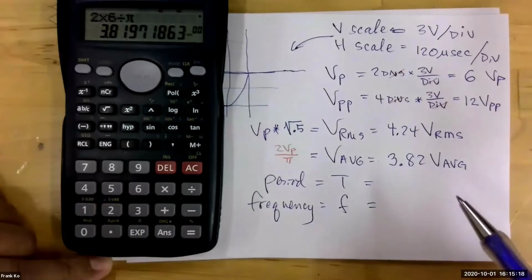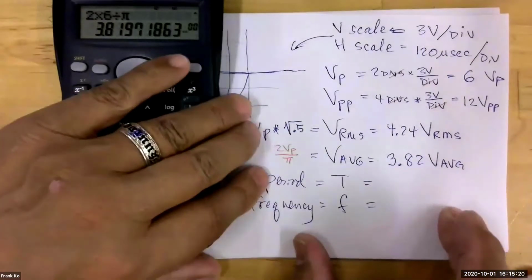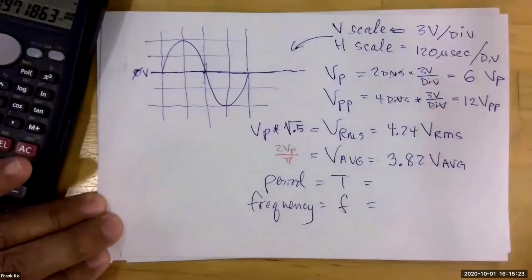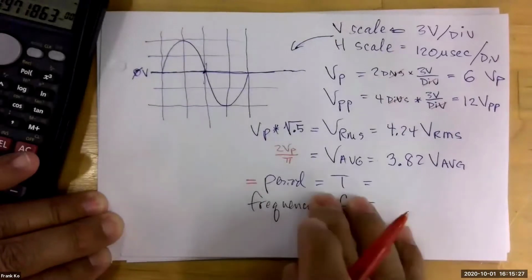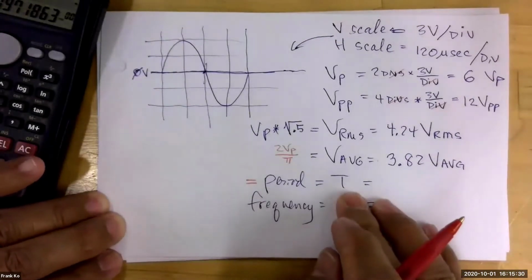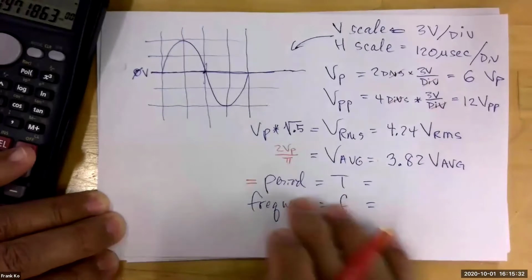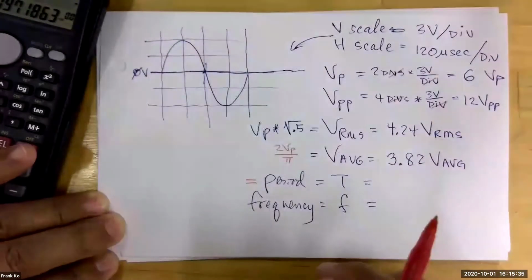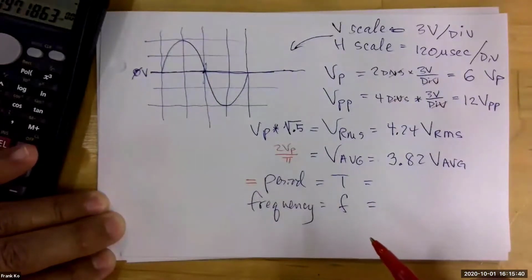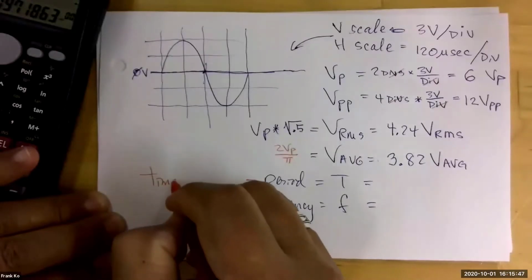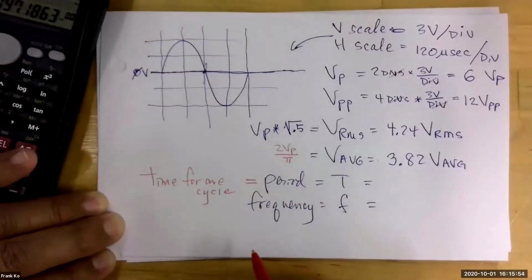The next value is period. Now, period had a very special definition. What did you write down in your journals for the definition of period? How do you describe to your middle school cousin what is period with respect to this AC waveform? What do you have in your notes, Jacqueline? The time for one cycle. Okay, time for one cycle.